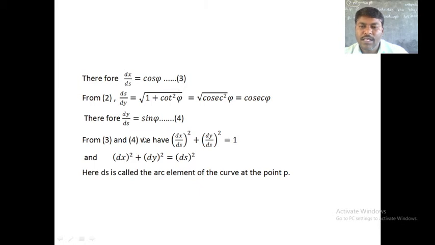From equations 3 and 4, we have dx by ds whole square plus dy by ds whole square is equal to 1, because cos square psi plus sin square psi is 1, and so dx whole square plus dy whole square is equal to ds whole square. Here this ds is called the arc element of the curve at the point P.